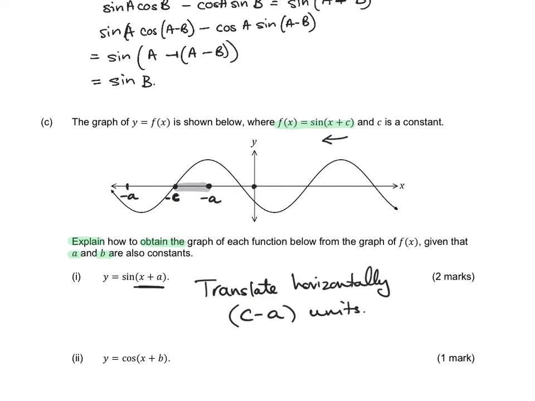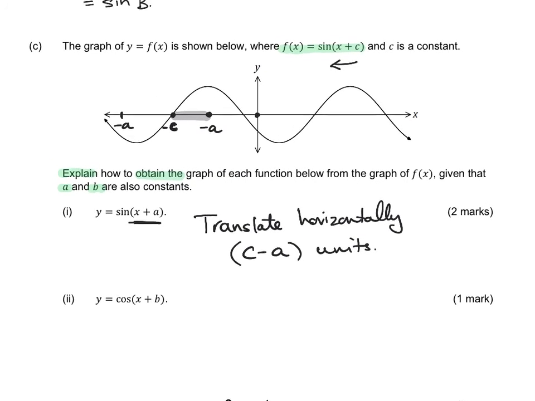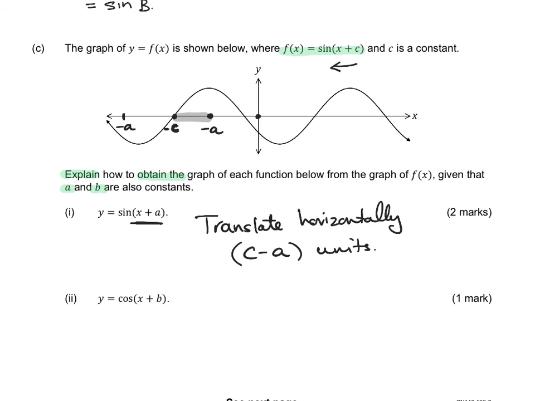Now we don't know which way it goes. It depends what C and A are. Cos of A plus B. Okay, so having a look at our formula sheet, we know that cos of theta minus pi over 2 is the same as sine of theta.